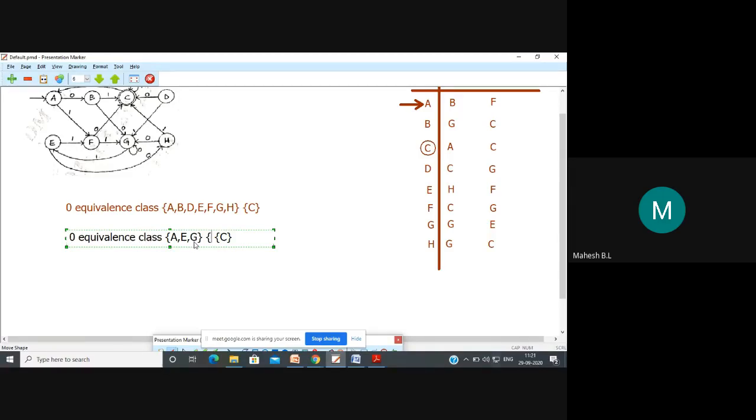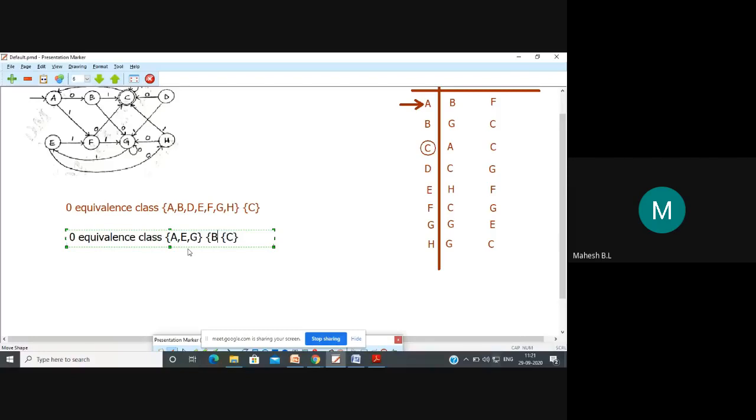So A, E, G: their transition is to this class itself on both 0 and 1. But others, they make transition to some other class also. That's why we are separating them from A, E, G. A, E, G are equivalent as of now. Then remaining, which are they?